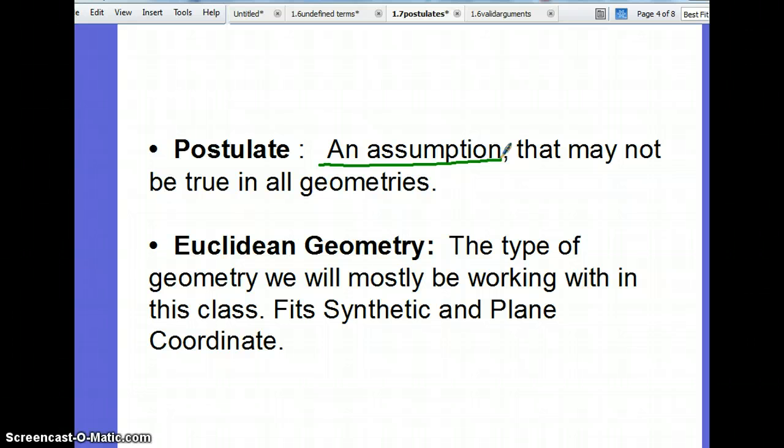So you need to write down what a postulate is and what Euclidean geometry is. You don't have to write the whole thing for Euclidean geometry. This part is the most important part for it. All right, are we ready? Okay, we're going to go ahead.